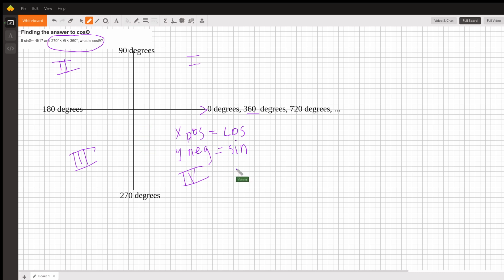So the sine is -8 over 17, and we want the cosine. So it helps if we draw this. Sine is opposite over hypotenuse. Remember that from SOHCAHTOA? So -8 is the opposite side, while 17 is the hypotenuse, and the hypotenuse is always positive.